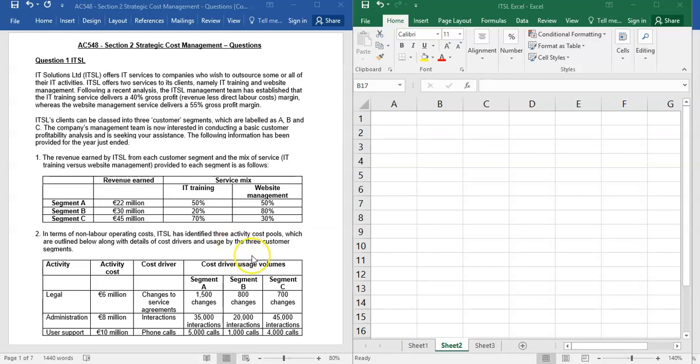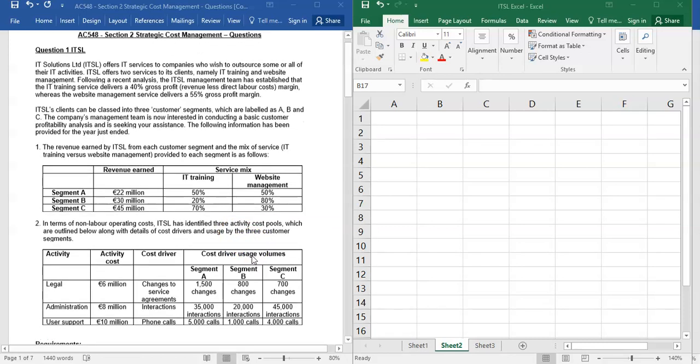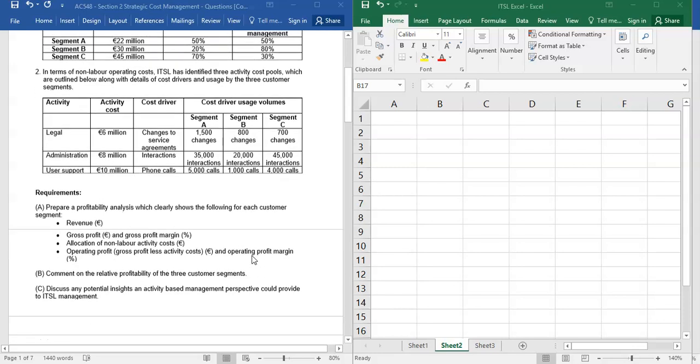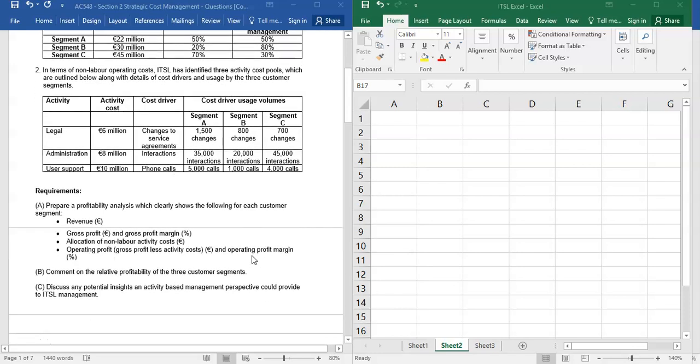In this recording, we're looking at the question on customer profitability analysis. So I'm assuming you've read through the question. We're going to focus on part A initially, which asks you to prepare a profitability analysis for each segment, and we're asked for particular outputs. Parts B and C are about the analysis and the insights that you can give based on your financial figures.